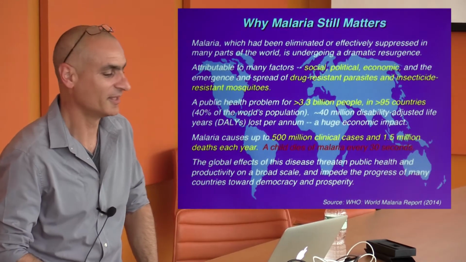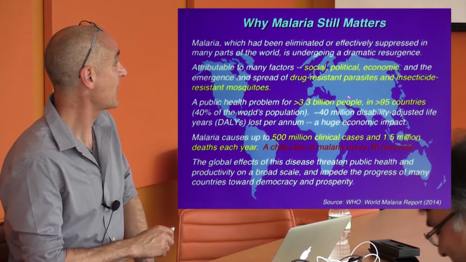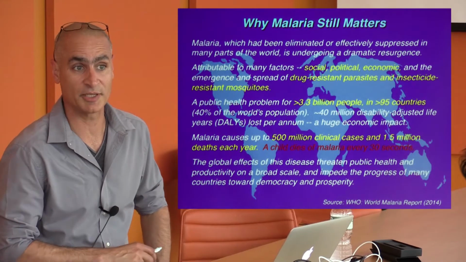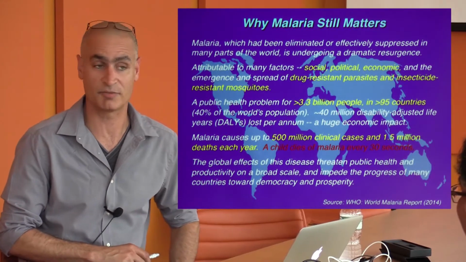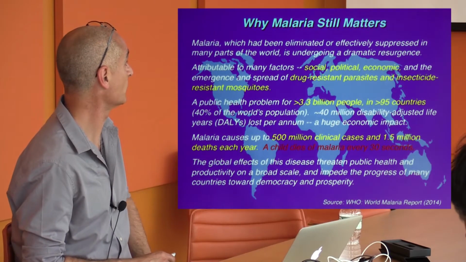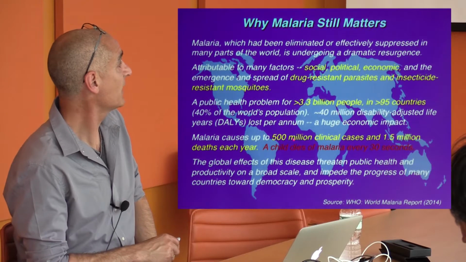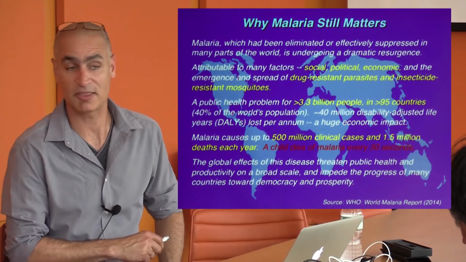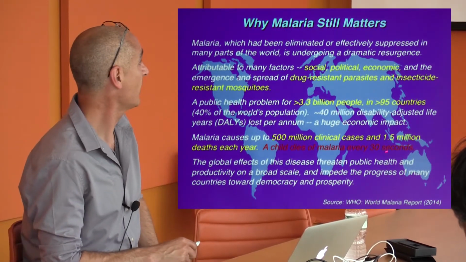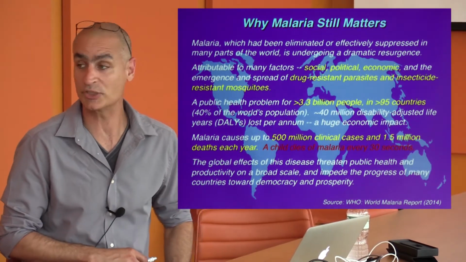All right. So at any moment in time, about a third to a half of the world's population is at risk of being infected with malaria. That's a big, significant portion of the world. There are almost 500 million clinical cases annually in the world, and up to 1.5 million deaths each year. Most of them children.